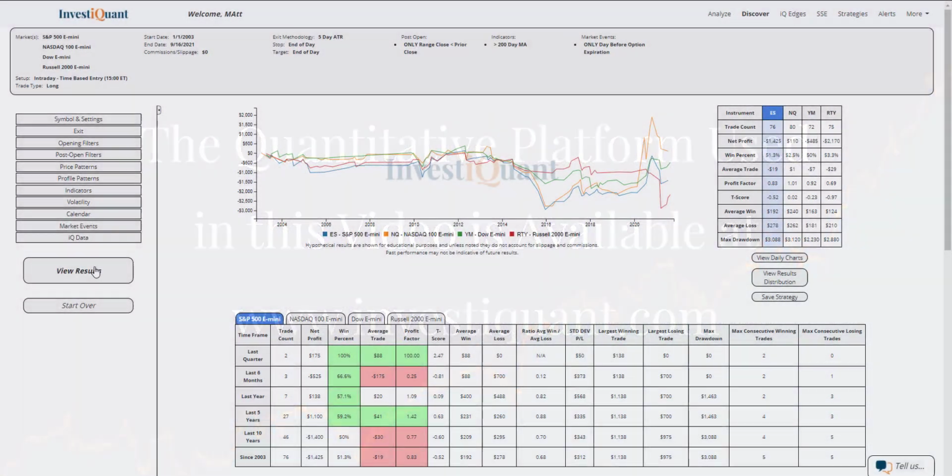And here we go. These are the results based upon entering the market long at 3 p.m. Eastern Time, exiting at 4:15 p.m. Eastern Time. When tomorrow is options expiration day, you're above a 200-day simple moving average, but you're trading below the prior day closing price. So historically, we've got 76 samples in the S&P to examine dating back to 2003. There's 80 in the NASDAQ, 72 in the Dow, and 75 in the Russell.